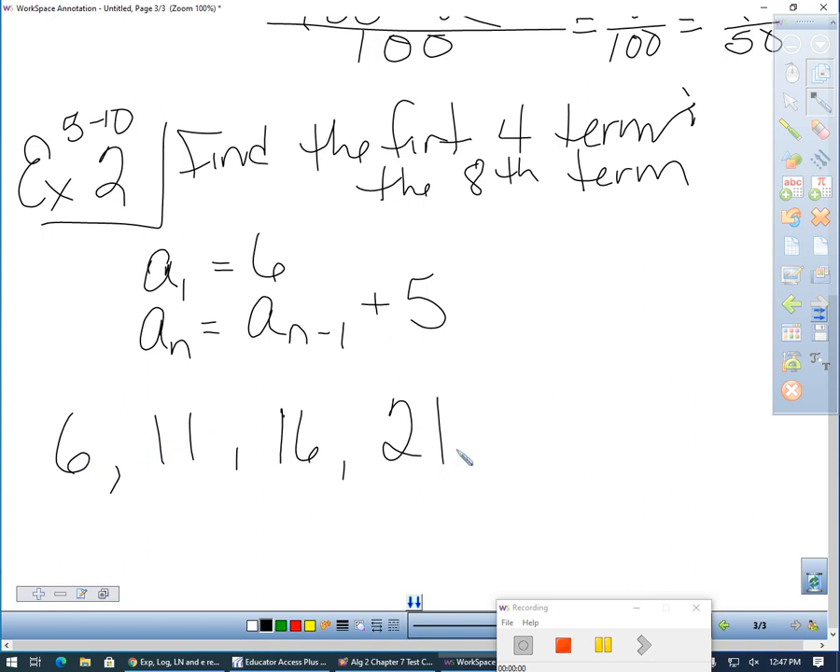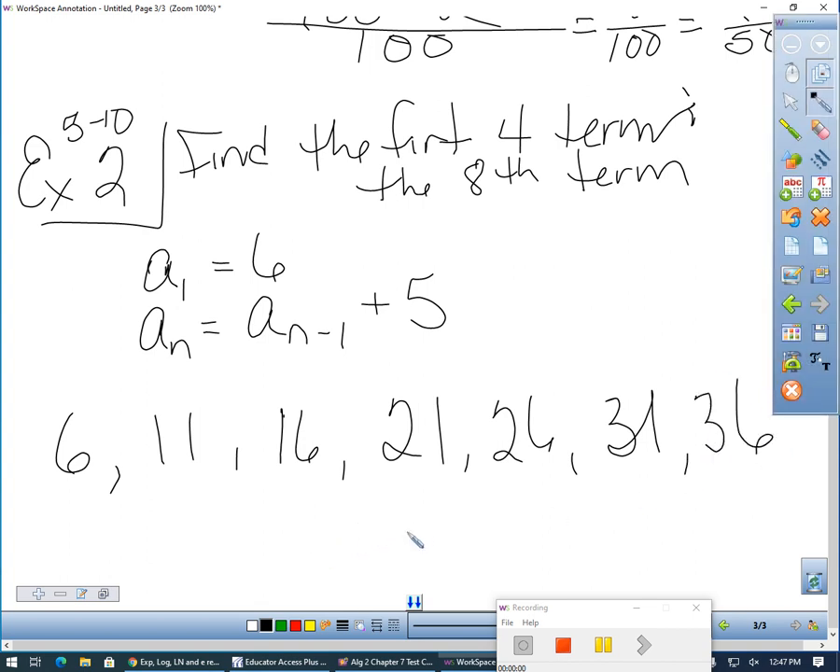That's 4. Our 5th term then would be 26. Our 6th term would be 31. Our 7th term would be 36. So then our 8th term would be 41.